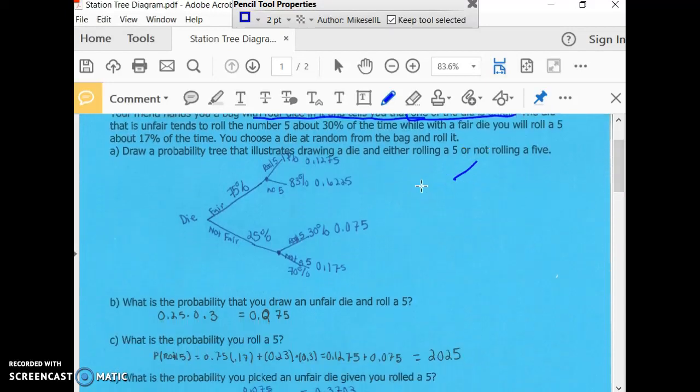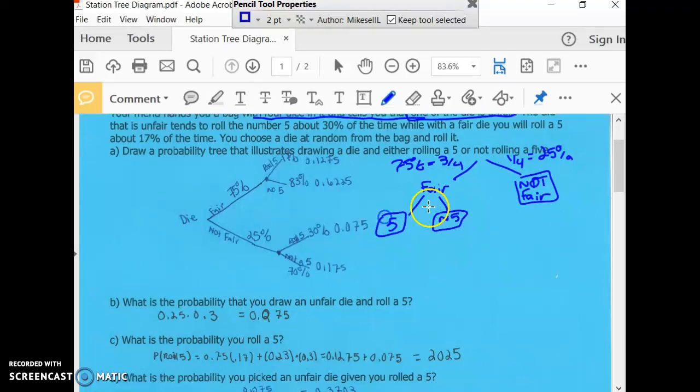So I have fair, not fair. Well, I have 1 out of 4 ways to be not fair. I have 3 out of 4 ways to be fair, which is 75%. And this is then 25%. Right? And then you have the 5 and then not a 5, just showing you a different way to look at it. And then I'm going to have a 5 and not a 5.